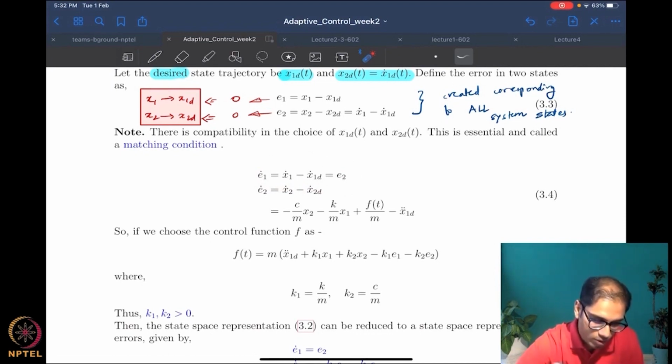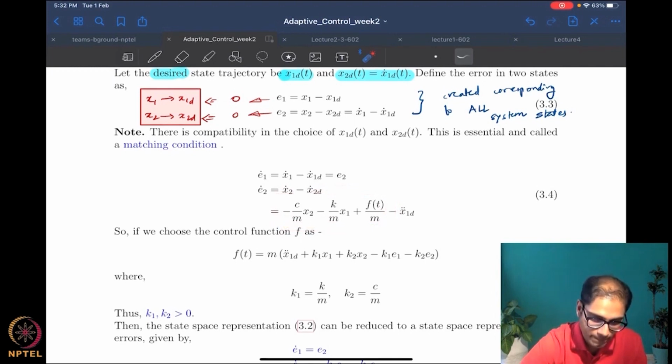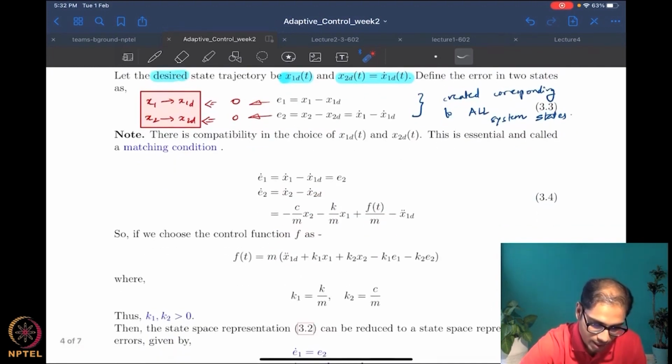All right. Then what about the second state? You have E2 dot, and then you take the derivative of x2 and x2 desired. So you have x2 dot and x2 desired dot. X2 dot I can plug in from my equations as this guy, this entire equation that we had from before. And you have x2 dot, which is again just the double derivative of x1.